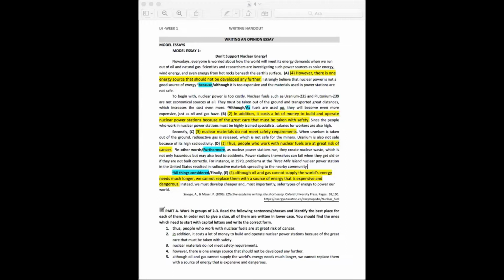On the other hand, the linking word, in other words, is used to explain the previous sentence by using different words, but here there isn't an explanation for the previous sentence. And the final one, number 5, is all things considered, as it introduces the concluding paragraph. We can use the word finally to introduce our last body paragraph, but it's not suitable for a concluding paragraph.